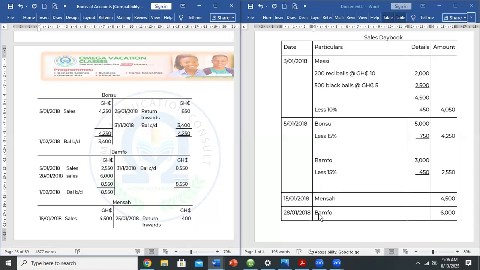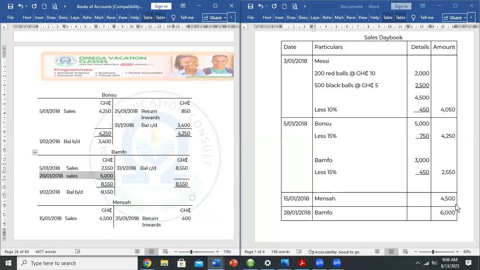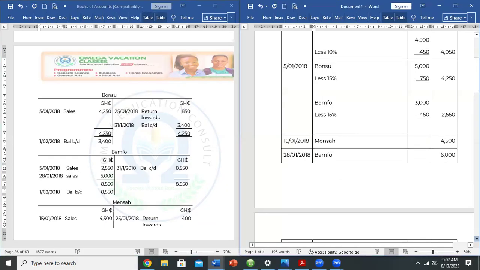Then again, you have Banfo. You already have Banfo's account, so you go back to Banfo's account and put in the debit. So you see that we have done all the postings for the sales day book, except the totals.